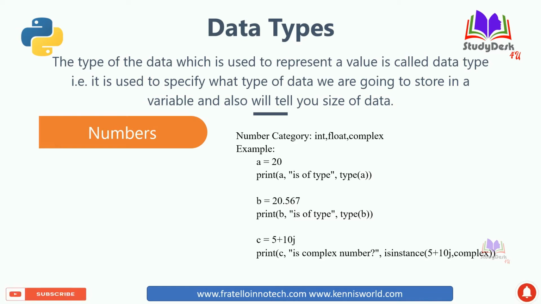One is int, another one float, another one is complex. Int means straightforward integer numbers like 20, 30, 40. Float means decimal values like 20.561, 1 point something like that. And complex numbers means a plus b j format.